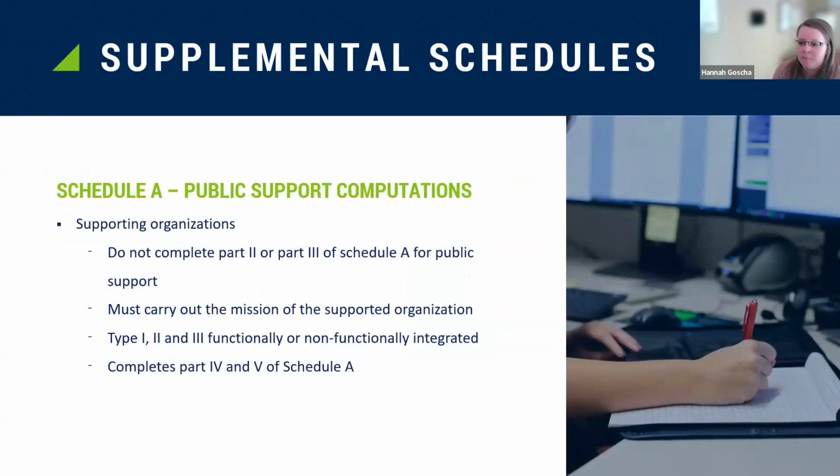And then Schedule A, Part 4 and Part 5 are going to be for your supporting organizations. So supporting organizations do not complete Part 2 or 3 because they are there to carry out the mission of their supported organization. So they don't have to go through the hoops of being a publicly supported charity because they are there to support the supported organization, and they can be classified as a Type 1, 2, or 3 based on the board influence and how they are functionally or non-functionally integrated with their supported organization.